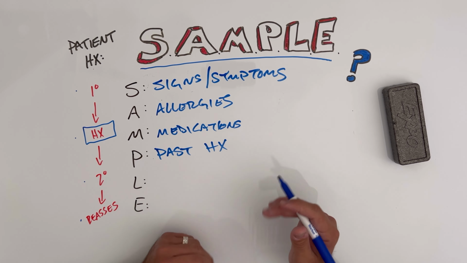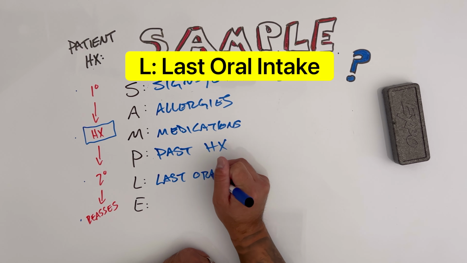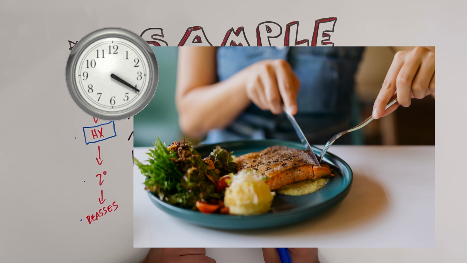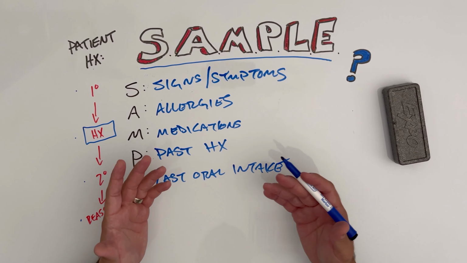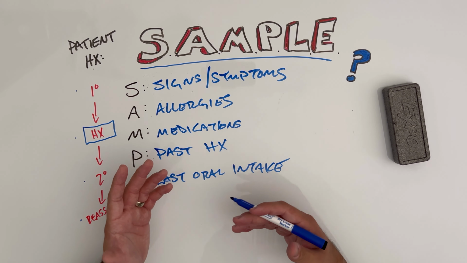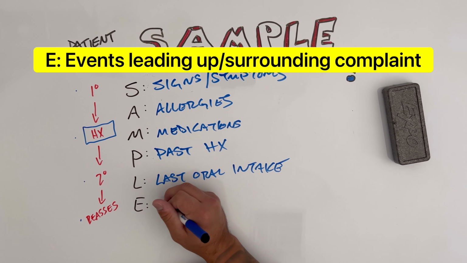L is going to be last oral intake. We want to ask our patient, when is the last time you ate something? Maybe they had a turkey sandwich a couple hours ago. Maybe they haven't eaten in 2 days. We want to know what they've taken, what they've eaten, what they've drank. And then E is events leading up.